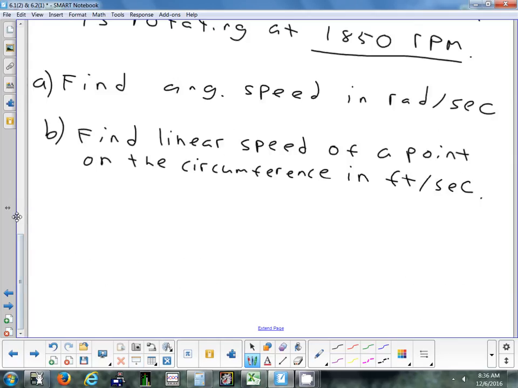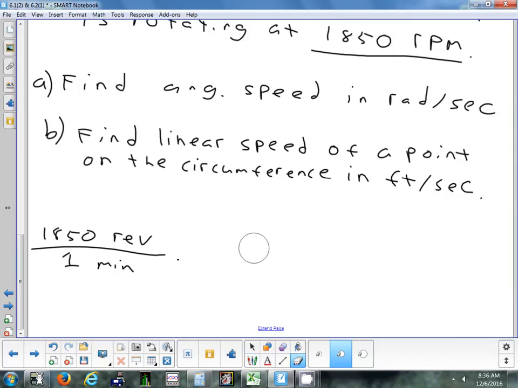All right, so 1850 RPM. What does that mean again? Yeah, that's how many revolutions we're making in a minute. All right, I want to convert to radians per second. Well, I can start with 60 minutes in 1 minute, 60 seconds. Okay, so now I have revolutions per second.